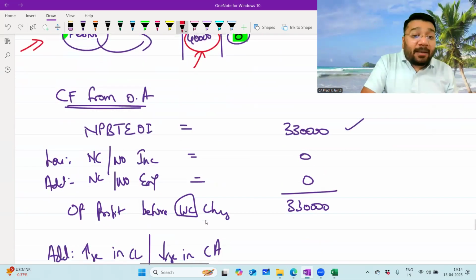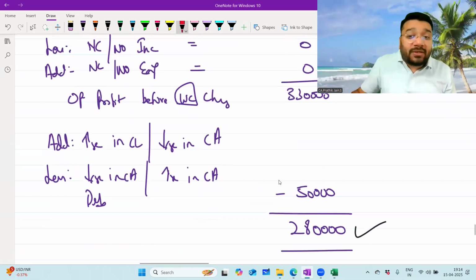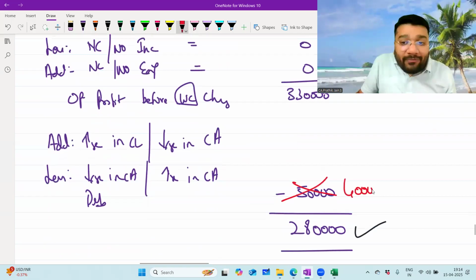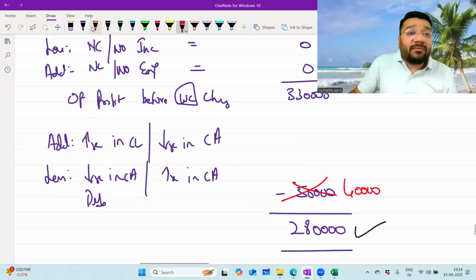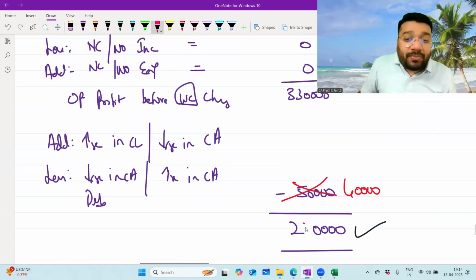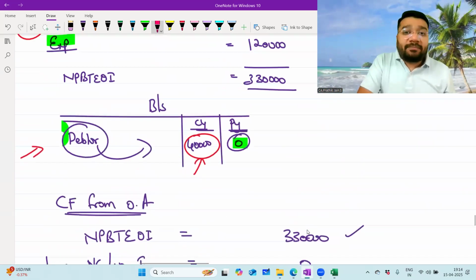So now when I subtract, will I subtract 50,000 or 40,000? 40,000 only I have to subtract. So what is my revised profit? Operating profit is how much? 2,90,000 rupees.